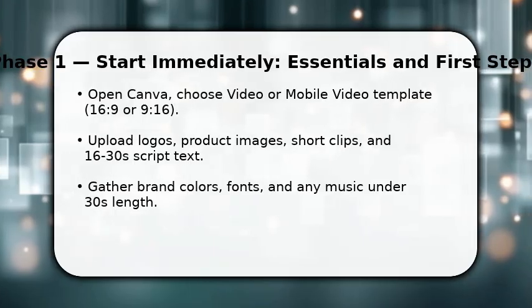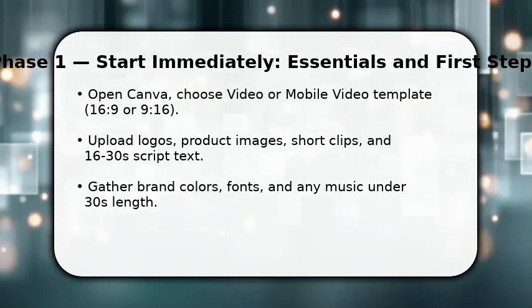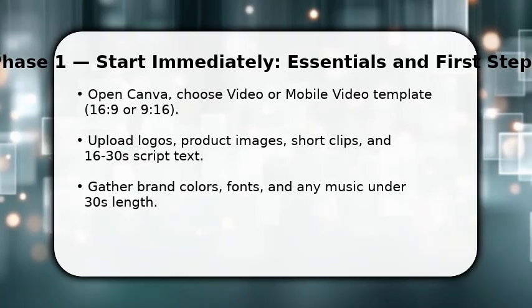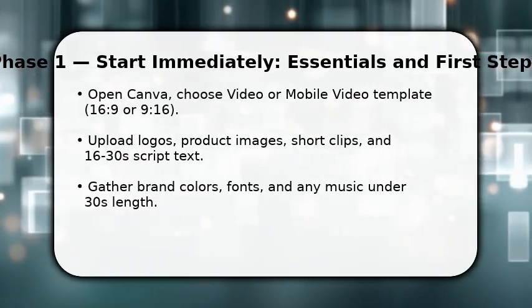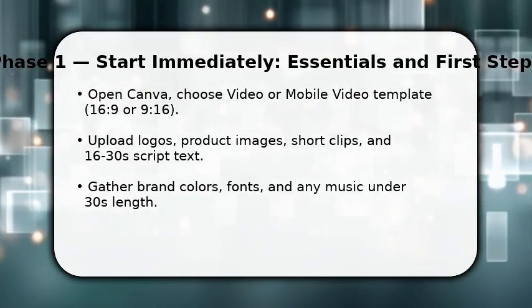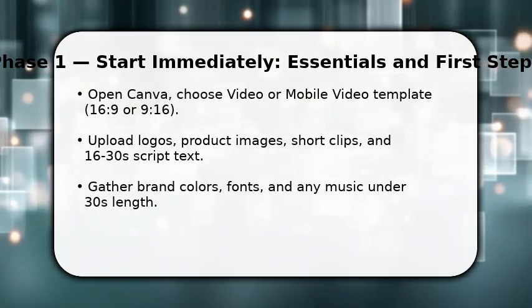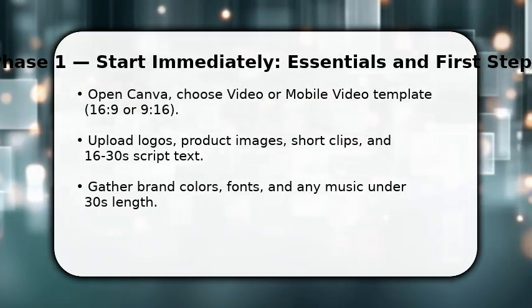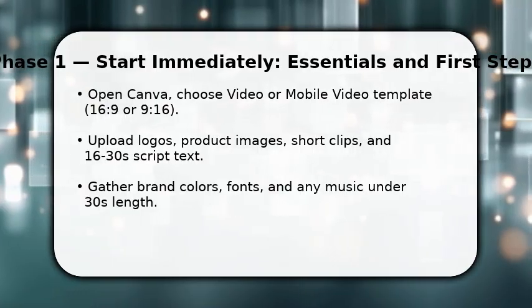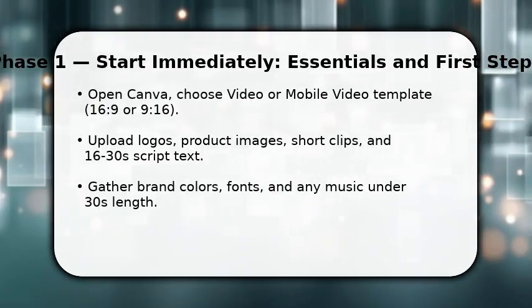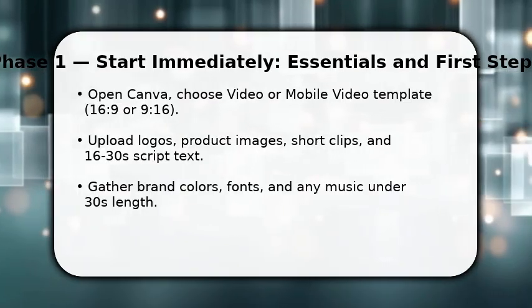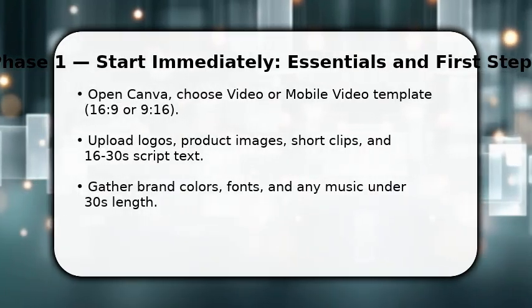You begin by creating a new video project in Canva and picking the correct aspect ratio, 16:9 for feeds or 9:16 for stories. Upload your logo, product images, short clips, and a single 16-30-second script so you stay concise. Once done, set your brand colors, fonts, and styles to keep visuals consistent. This saves time while editing.